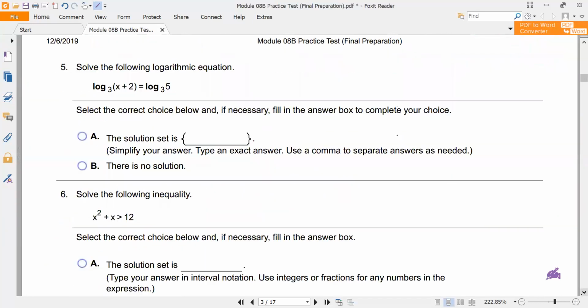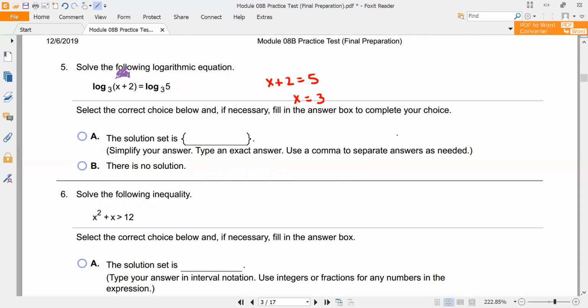Okay, let's talk about number 5. This is another log equation, and this time we have logs in everything. So when you have logs on every term, as long as you get one log on each side, which we already have set up, then as their bases match, then the arguments have to match as well. So we have to solve this by setting the argument of the left side equal to the argument of the right side. So x equals 3.